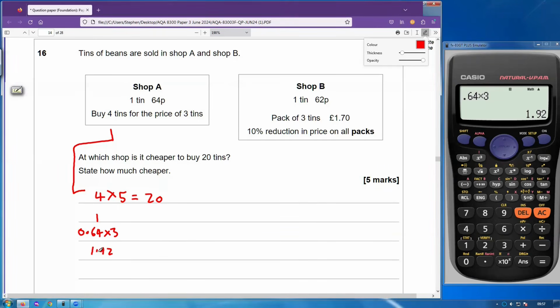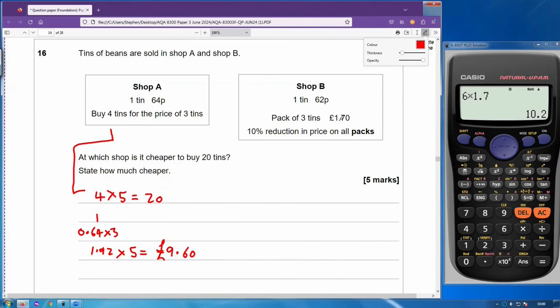It's £1.92 for 4 tins because we get them at the price of 3 tins, which we've just worked out. And we're going to buy those 4 tins 5 times. So that is the cost of that one. So that one is £9.60. I'll put the pound sign in.